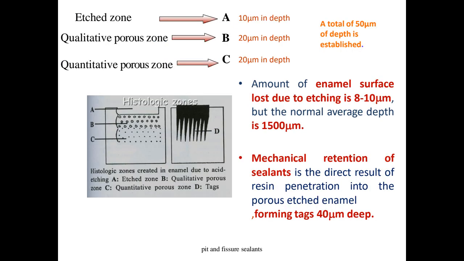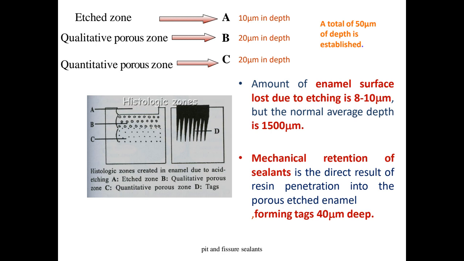Now, if you see the histological picture of a fetus, the etched surface has three zones. Now, what are those three zones? Okay, the first zone is called the etched zone. The second zone is called the qualitative porous zone. The third layer is called the quantitative porous zone.